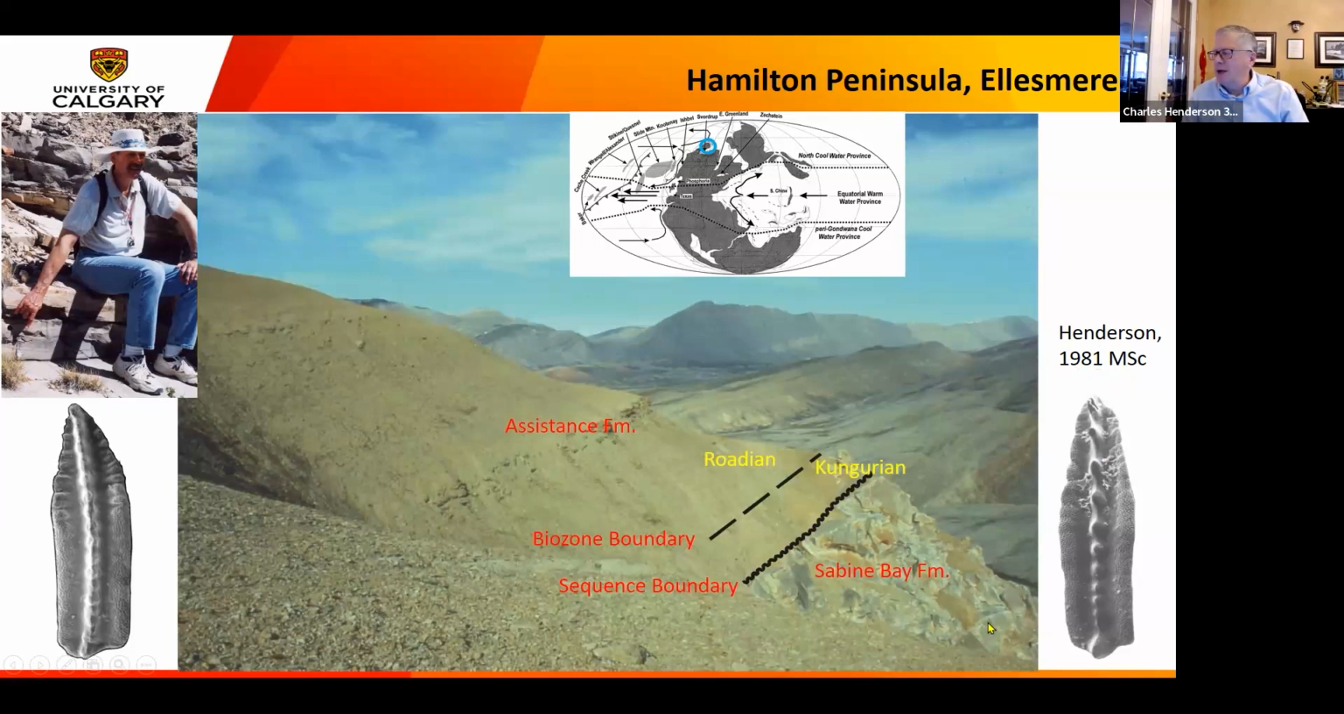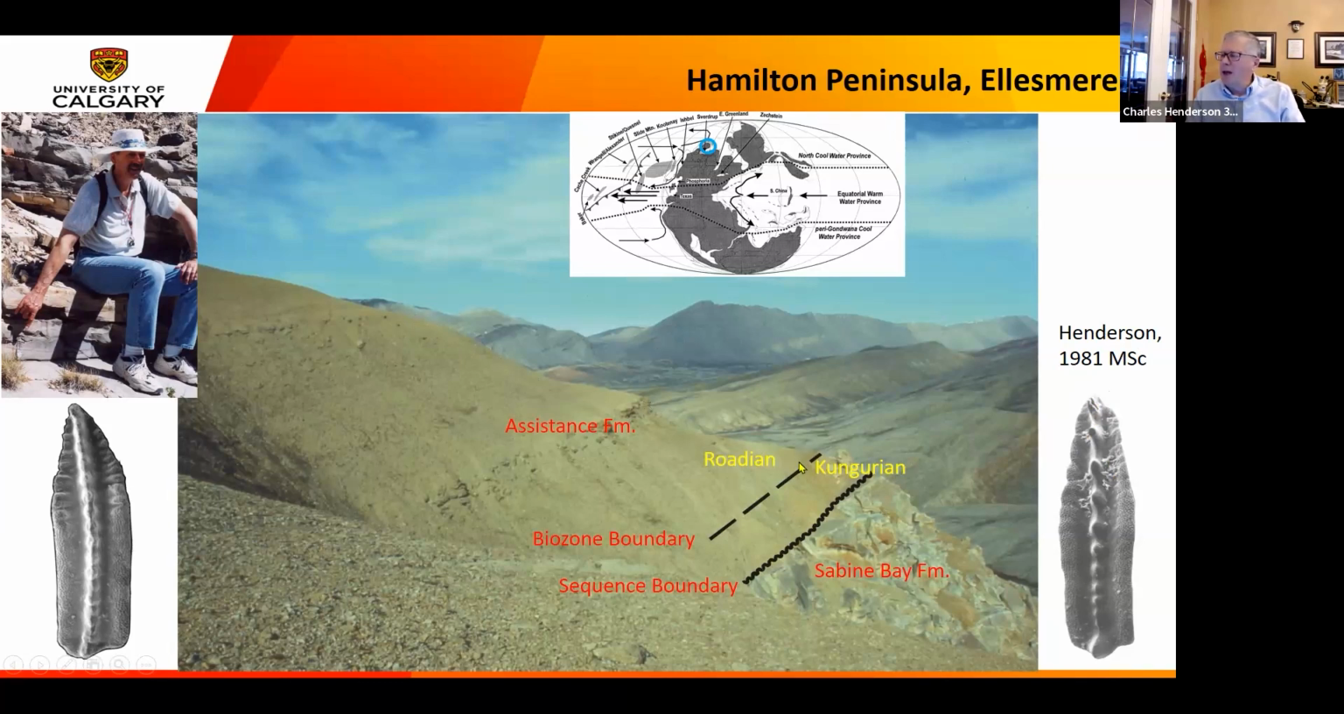These are quartzo sandstones right here, basically terrestrial and upper shore phase sandstones at the very top in here. But we have major transgression here. This is the Assistance Formation. And I discovered these serrated forms in a few samples right in this area. And then everything else above that are smooth mesogondolella forms.